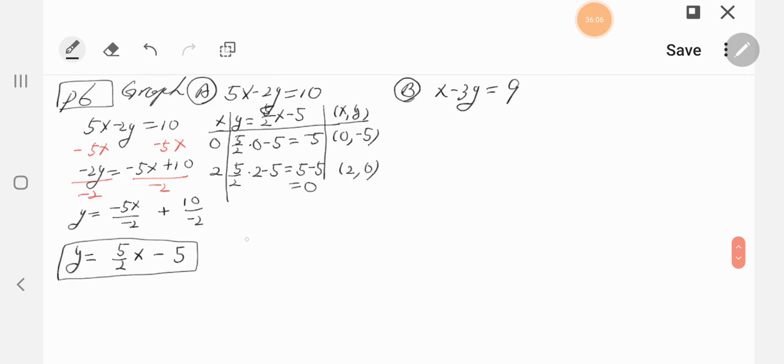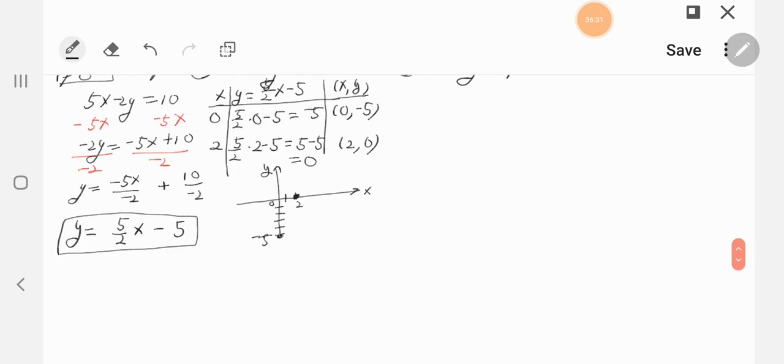And then the graph is, this is x, y, right? So when x equals 0, y is negative 5. 1, 2, 3, 4, 5. The second point, x equals 2, y equals 0. 1, 2, y equals 0. This is the second point. And then connect these 2 points.